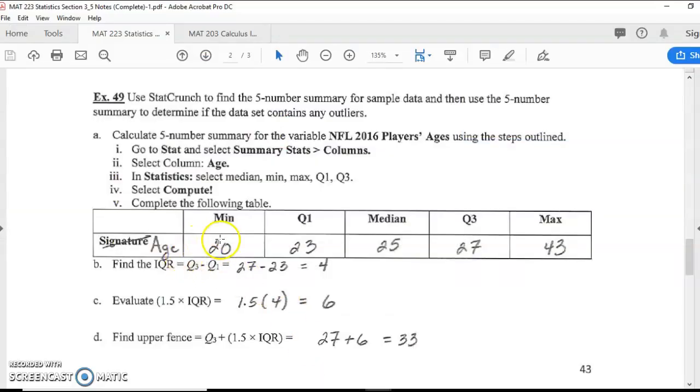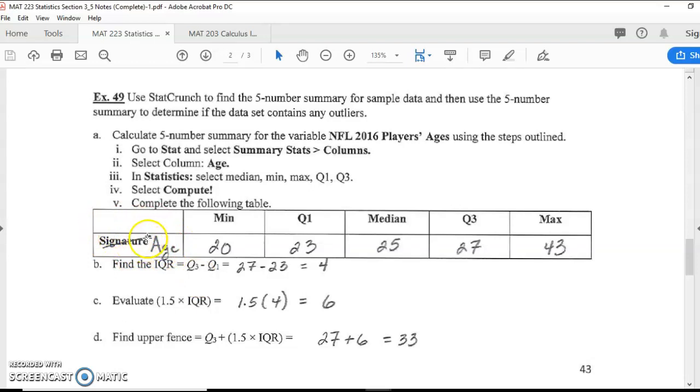And there they were, the numbers we just found: 20, 23, 25, 27, and 43. Sorry, I had this signature here. I was actually working on another data set, and I decided to change it to age and forgot to change this when I printed it out.